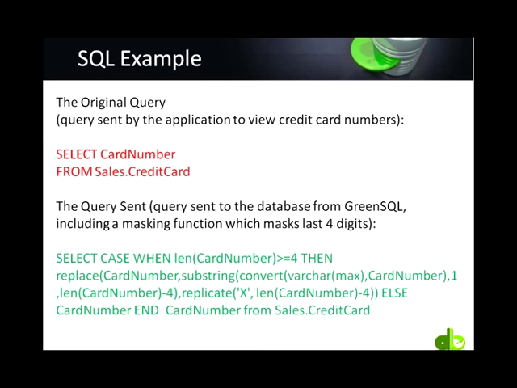So if there are going to be a lot of different users that will run this query, GreenSQL will automatically inject a transformation function inside of this query, so the database will have to run this transformation again and again and again, and it will reduce the performance.